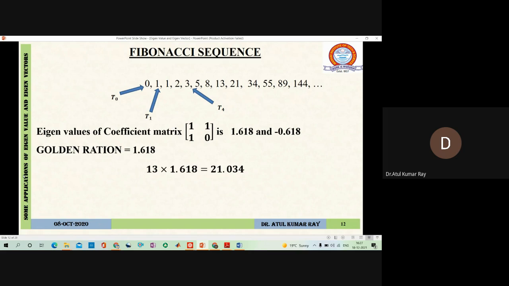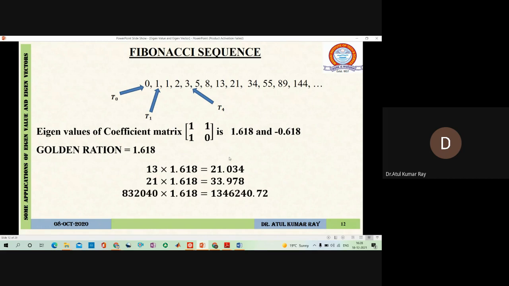Now you see how. If I would like to have the number next to 13, and from above we can see the next number is 21, you just multiply this 13 with 1.618, the golden ratio. You will have the next number, 21.034, which is nearly equal to 21. Let's see another example. For the number next to 21, I just multiply 21 with the golden ratio 1.618. It will be nearly equal to 34, which is our next number.